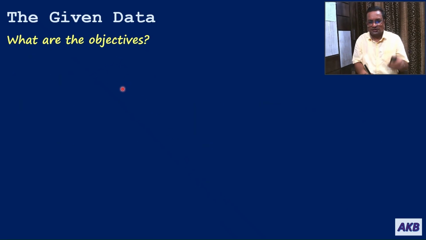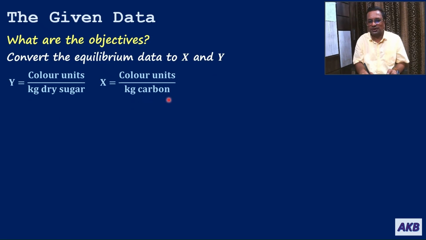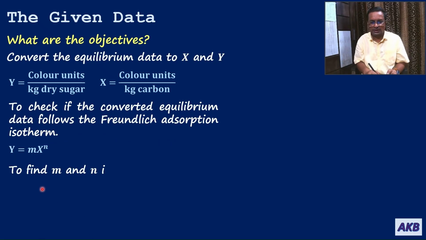What are the objectives? Based on all the data that is given to us, what are the objectives? First, we are supposed to convert the equilibrium data to capital X and capital Y. Capital Y, as I said, is color units per kg dry sugar, and capital X is color units per kg carbon. And then we have to check if this converted equilibrium data follows the Freundlich adsorption isotherm, capital Y is equal to m into capital X raised to n. And if so, we are going to find the values of m and n.